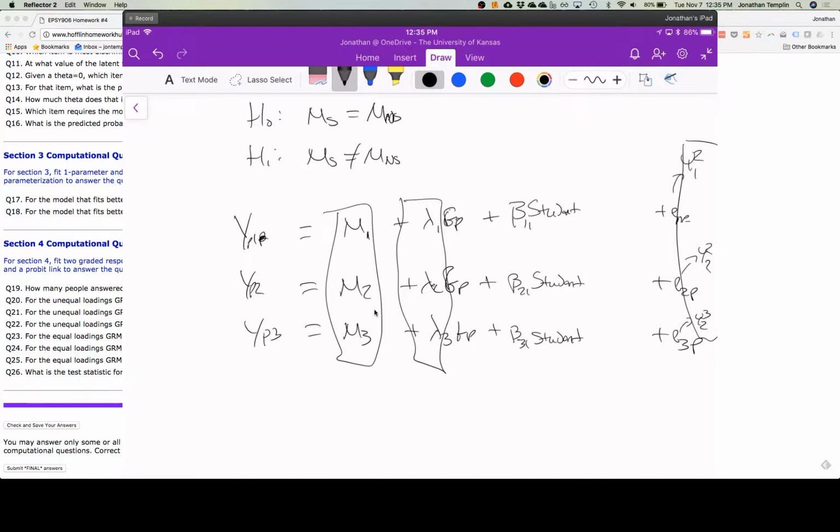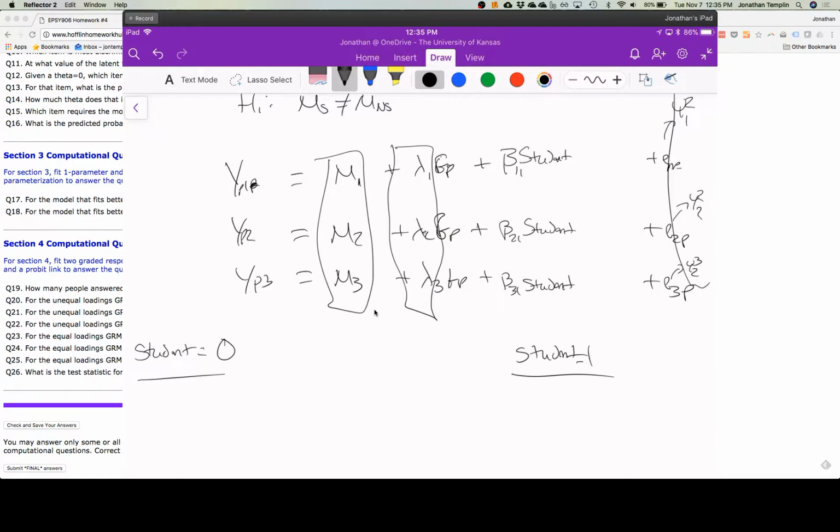Now, if we add that there, what happens? What does this effect do? Well, student can either be a 0 or a 1, right? What is the item intercept when student equals 1 or student equals 0? Well, if student equals 0, this whole term goes away, and we're left with mu1, or mu2, or mu3. What is it when student equals 1? Well, if student equals 1, now the things that aren't multiplying the factor would be mu1 plus beta 1, 1. Mu2 plus beta 2, 1. And then mu3 plus beta 3, 1.